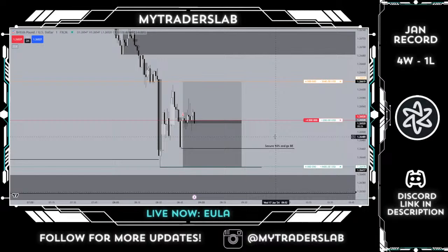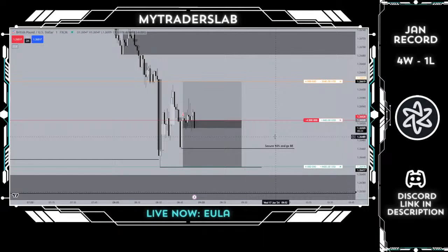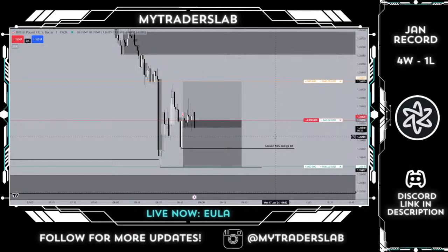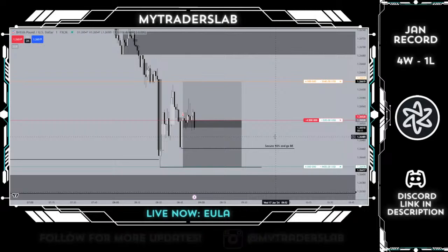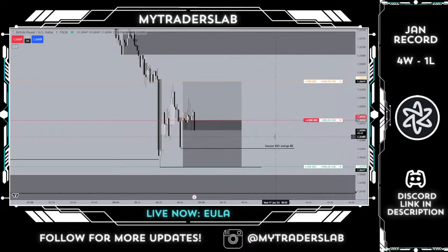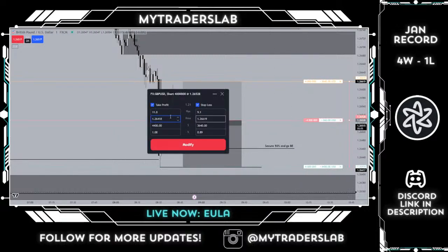It's just consolidating right now. Please manage your risk properly if you are following this trade. You know, taking these trades at your own risk because low time frames are incredibly risky. I don't really like it. Can I change this?